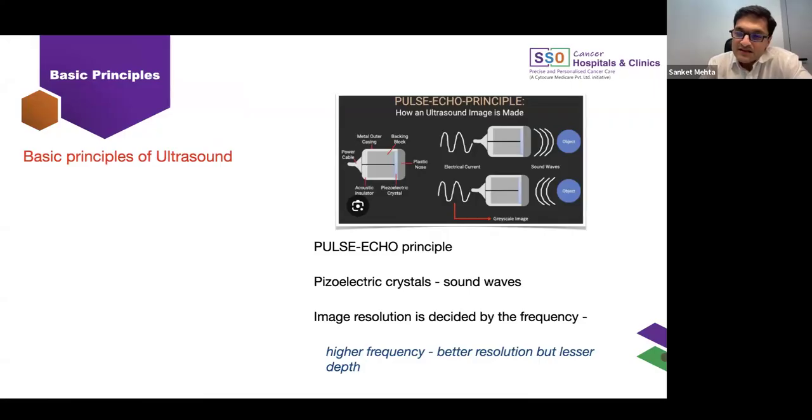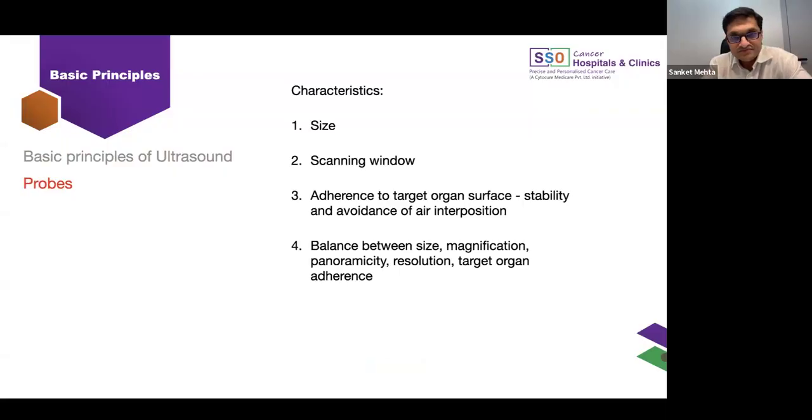The image resolution is dictated by the frequency. This is the single most important principle that we need to know to understand the probes. The image resolution is better with a higher frequency, but higher frequency leads to a lesser depth because the sound waves get absorbed faster and do not reach the depth of the tissues. So this is one principle that we need to understand for the choice of the probes.